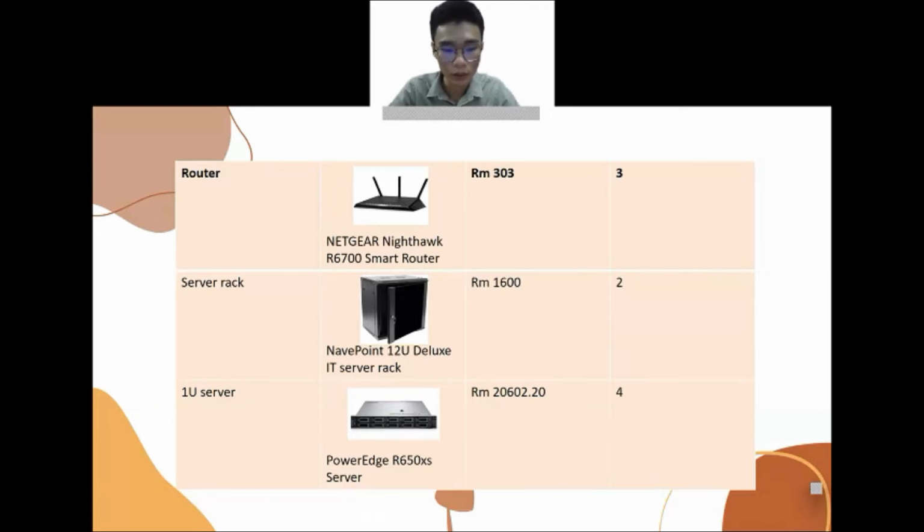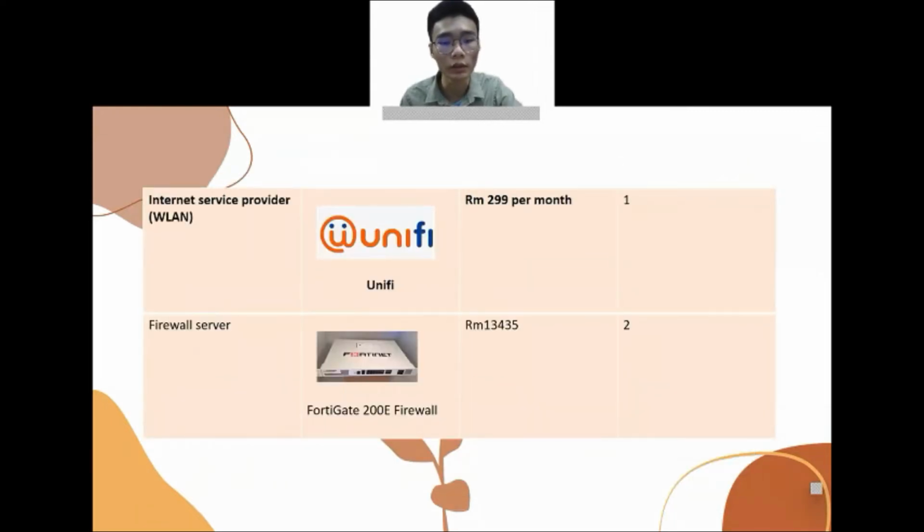Next, the Power XR650XX server is the 1U server that we choose for the organization, and it supports up to 32 cores per CPU and provides appealing performance, high-speed memory, and capacity. Next, we choose Unifi as the internet service provider, and the price is 300 ringgit per month, which is the package that provides up to 500 megabytes per second download speeds.